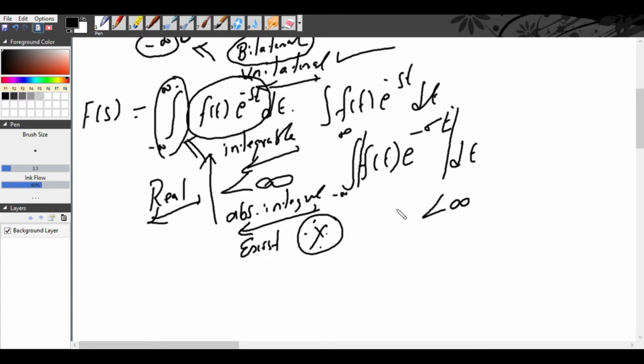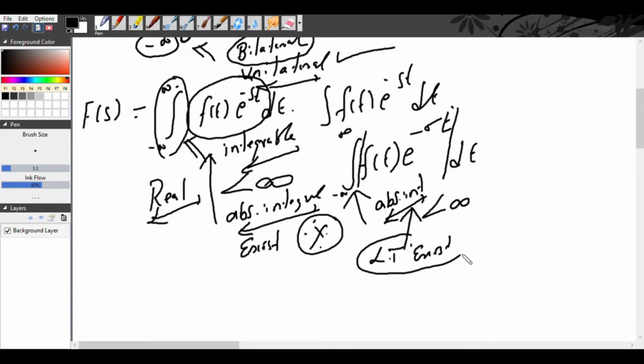This is the condition: it should be less than infinity. If it is less than infinity, then we can say that the factor is integrable, or absolutely integrable. If the given function f of t, or any system, is absolutely integrable, then I can say that the Laplace transform exists there. If not, the Laplace transform does not exist there.